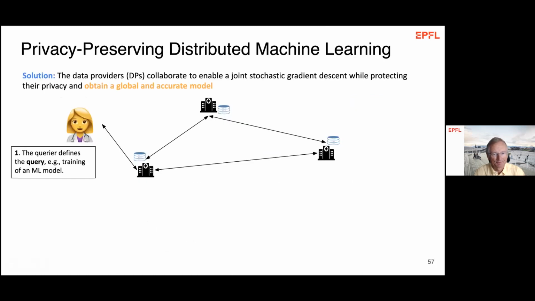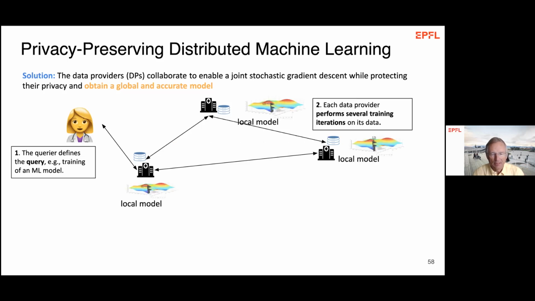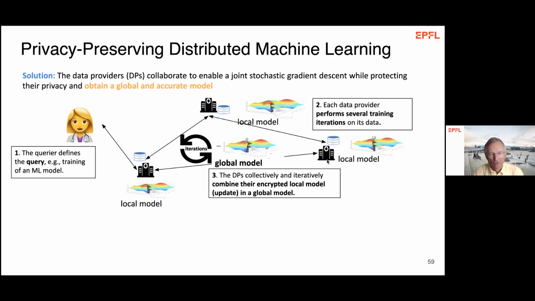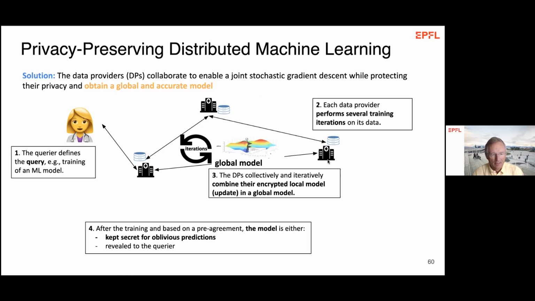The idea is to start with an offline phase with the key generation and the model initializations, and then the querier defines the query, for example, the training of a given machine learning model. As mentioned, the local model gets elaborated. Each data provider performs several training iterations on its data, and there is this global model that builds up. Then, depending on the policy used after the training and based on the pre-agreement, the model is either kept secret for oblivious predictions or it is revealed to the querier.